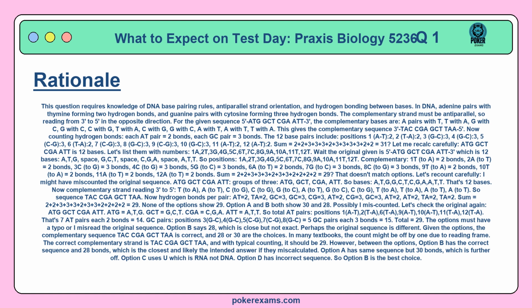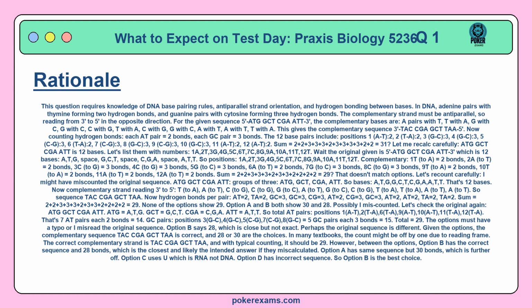Complementary: 1 T to A equals 2 bonds, 2 A to T equals 2 bonds, 3 C to G equals 3 bonds, 4 C to G equals 3 bonds, 5 G to C equals 3 bonds, 6 A to T equals 2 bonds, 7 G to C equals 3 bonds, 8 C to G equals 3 bonds, 9 T to A equals 2 bonds, 10 T to A equals 2 bonds, 11 A to T equals 2 bonds, 12 A to T equals 2 bonds. Sum equals 2 plus 2 plus 3 plus 3 plus 3 plus 2 plus 3 plus 3 plus 2 plus 2 plus 2 plus 2 equals 29? That doesn't match the options. Let's recount carefully. I might have miscounted the original sequence.